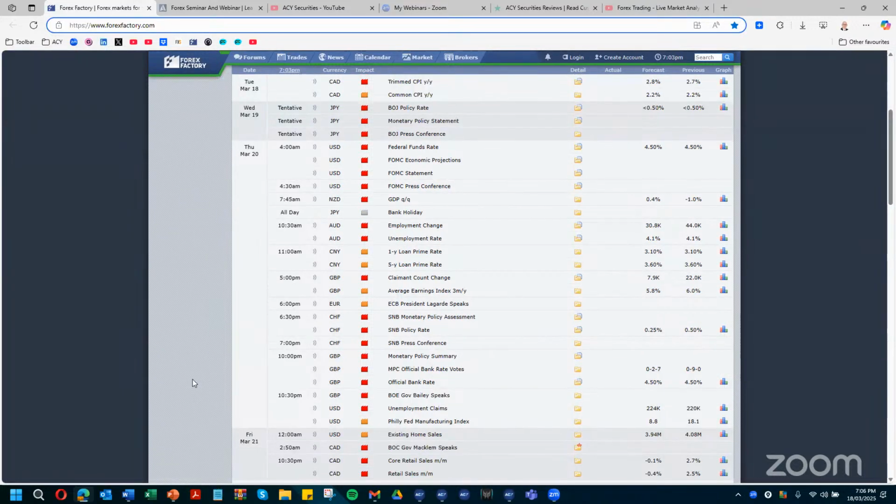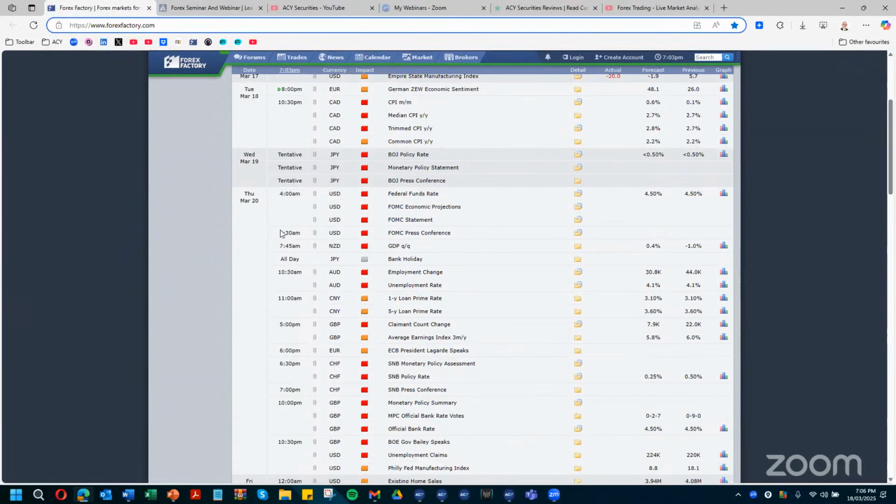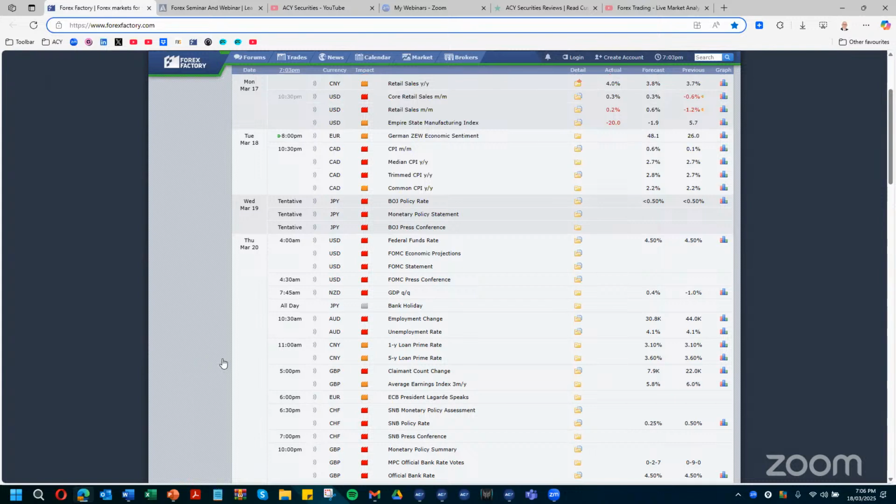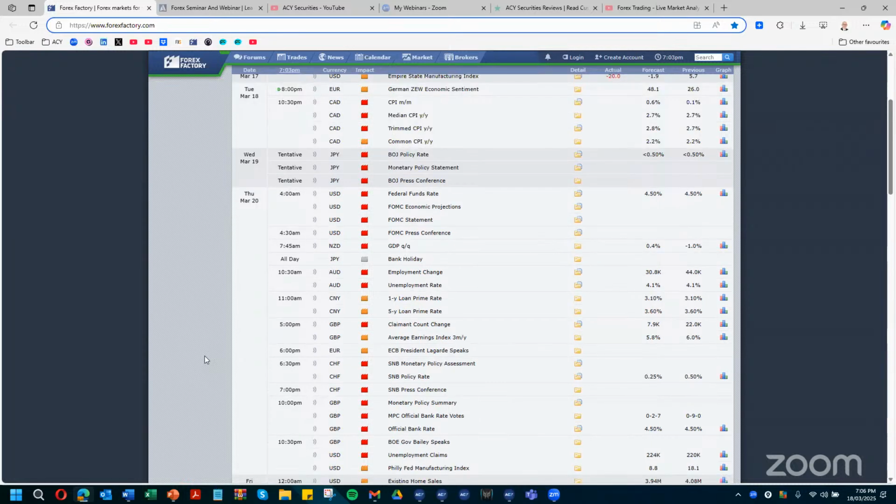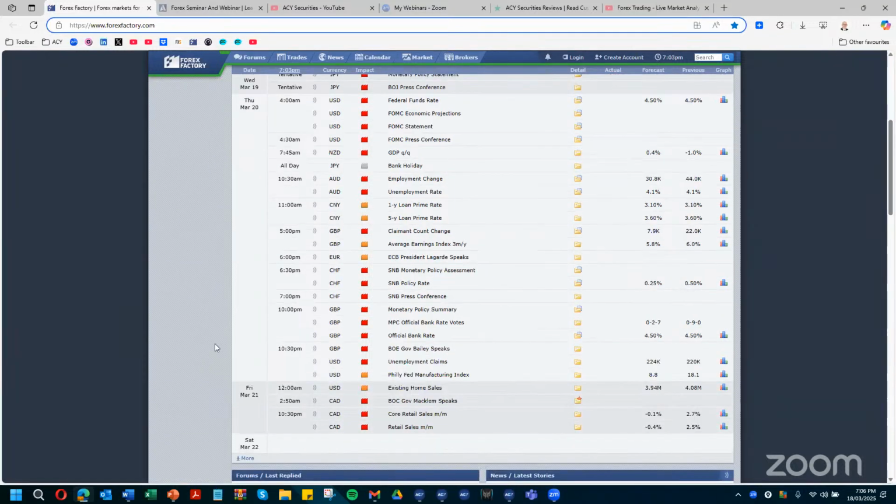So the big one for the week will most definitely be the FOMC statement from the US, but there are other countries, Japan, Switzerland, UK, all doing interest rate decisions this week. And Canadian CPI data as well. All right, so lots to consider. Make sure you know what's coming out each day.